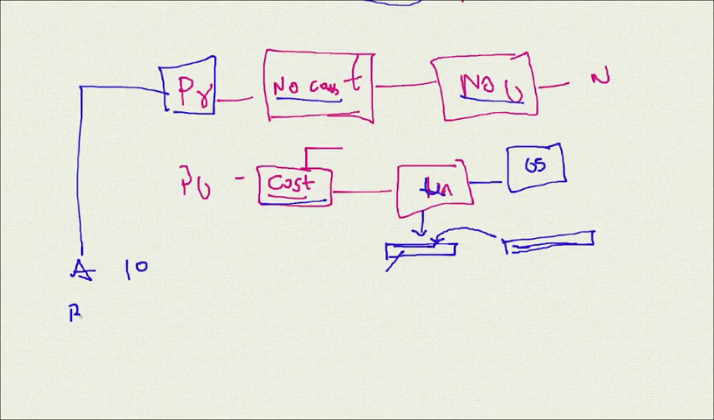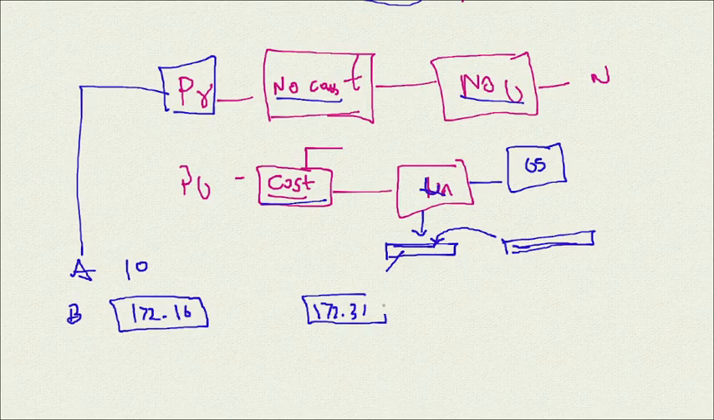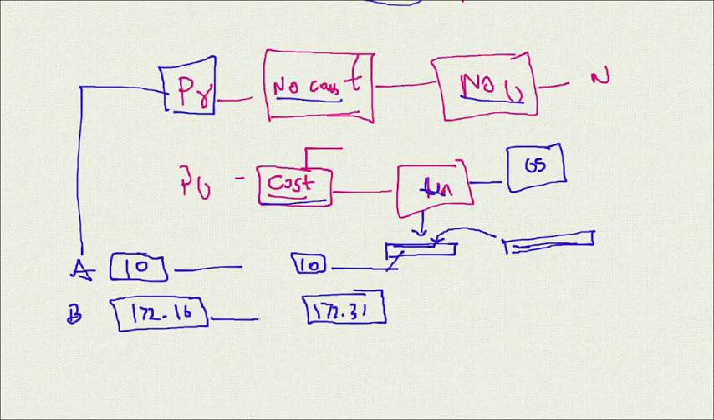Class B means 172.16 to 172.31. Class A range is 10.0.0.0 to 10.255.255.255. This is the range, so no problem with that.